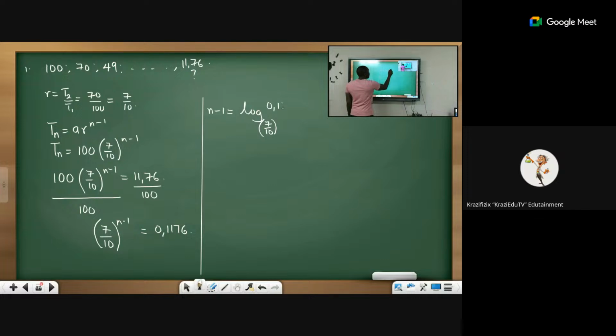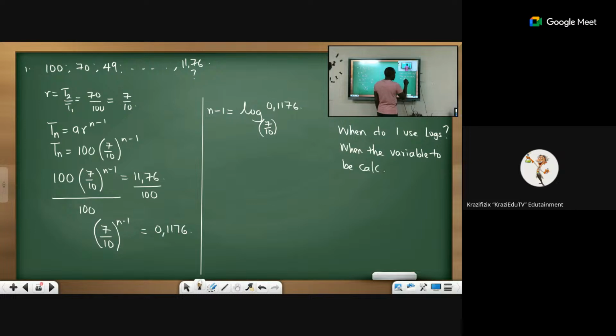So please put a note for yourself. When do I use logs? Just put a note there. When the variable to be calculated is an exponent. So if the variable I'm looking for is an exponent, I'll use logs. Again, let's write the rule. A to the power x equals b. What is x? Log, the a goes to the base and the b goes there.